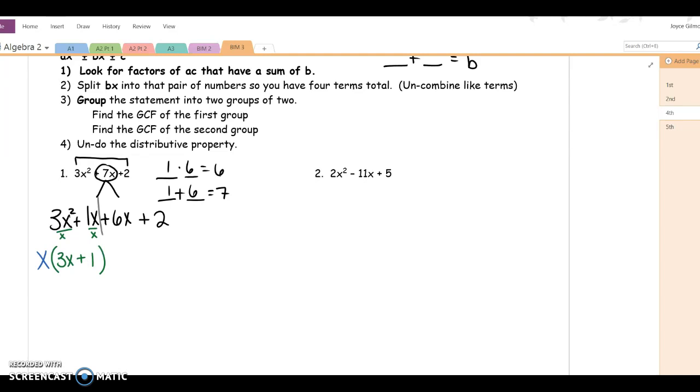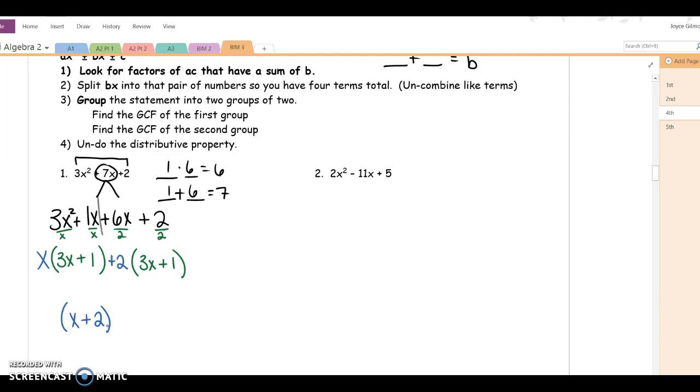1x divided by x is 1. Now in the second group, we're going to do the same thing. What do 6x and 2 have in common? What could you divide out of both 6x and 2? 2. That's a positive 2. 6x divided by 2 would be 3x. What about 2 divided by 2? 1. This line is actually the distributive property fully written out in a way that we normally don't write the distributive property. The factored form is x plus 2.